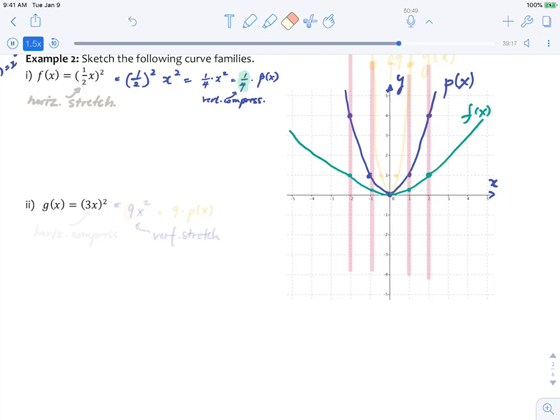Okay, I'll freeze it, but I'll do it at the same time. Once again, you can use your table of values if you want, but a lot of the time it's easier to just do it on the graph.